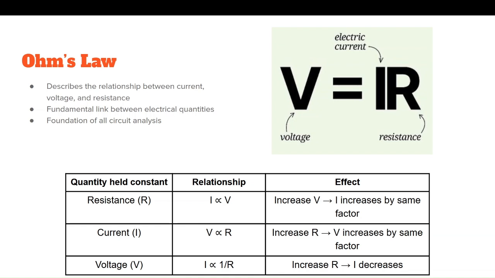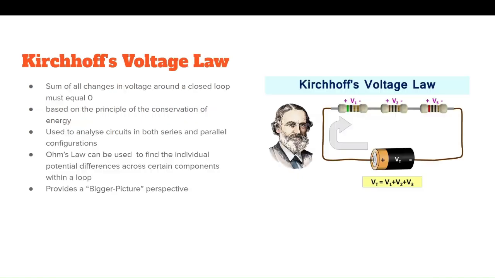Ohm's law is a fundamental link between electrical quantities, allowing for the user to calculate the voltage drops across any individual component. Next is KVL, or Kirchhoff's voltage law, which states that the sum of all changes in voltage around a closed loop within a circuit must equal zero. This law is based off the principle of the conservation of energy, using it to analyze circuits in both parallel and series configurations. Ohm's law can be used to find the actual values across components.